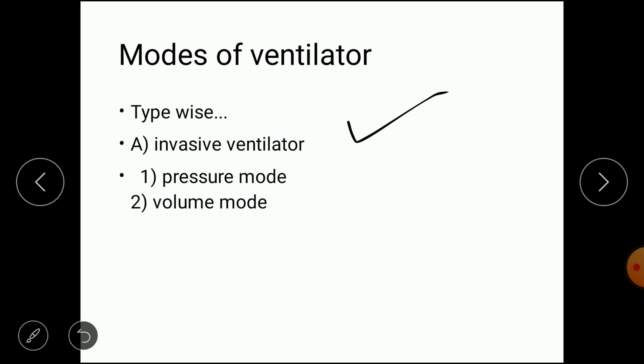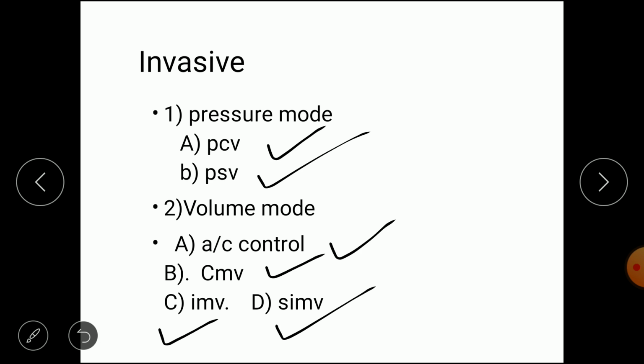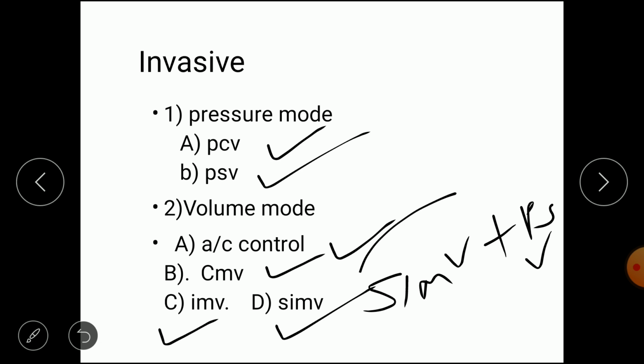Then we see the modes of ventilator, that is invasive ventilator. In that, pressure mode and volume mode. In pressure mode, PCV and PSV. PCV means pressure control ventilation, PSV pressure support ventilation. In volume mode, there are four modes: AC control, CMV, that is continuous mandatory ventilation, IMV intermittent mandatory ventilation, then SIMV synchronized intermittent mandatory ventilation, which is sometimes used with PSV, pressure support ventilation. So that's why it is sometimes known as combination mode also.